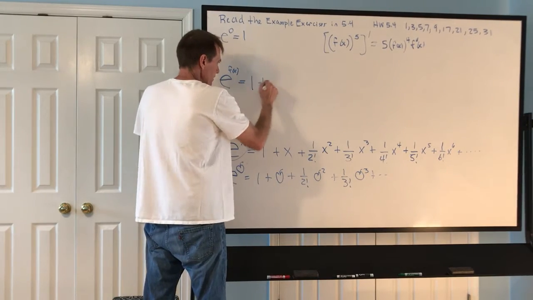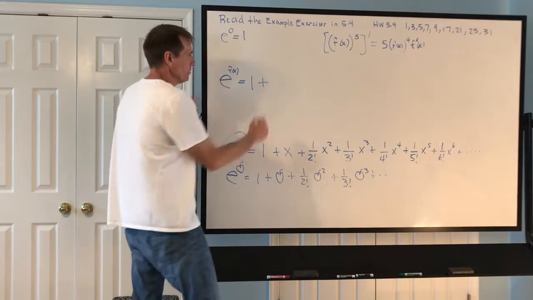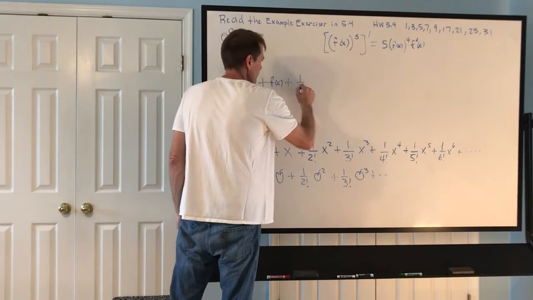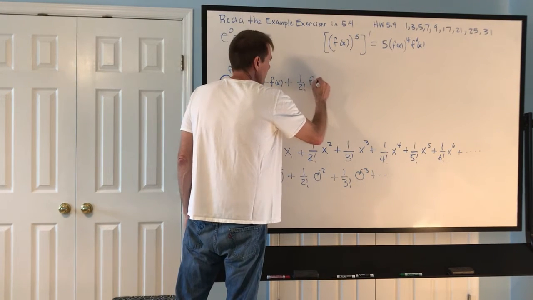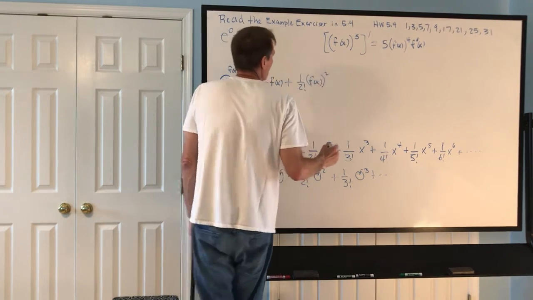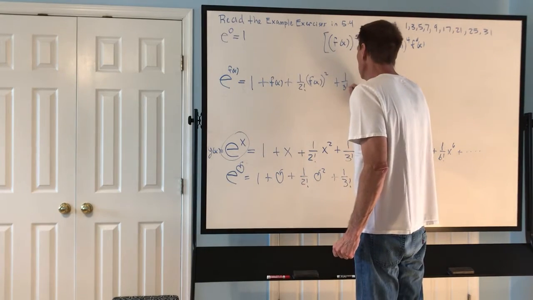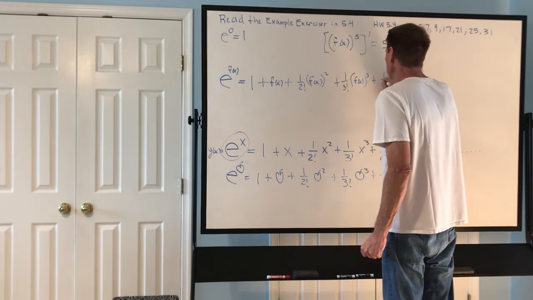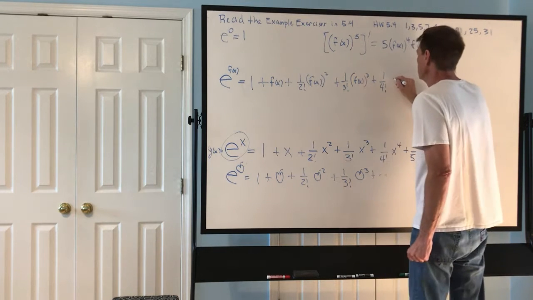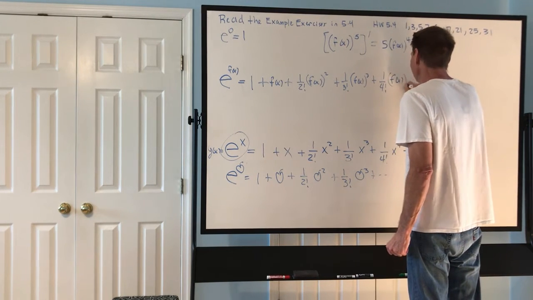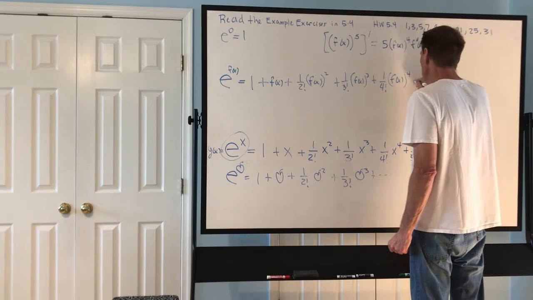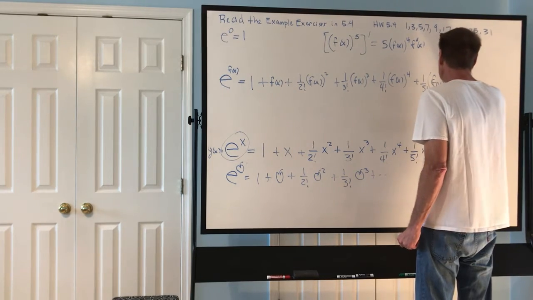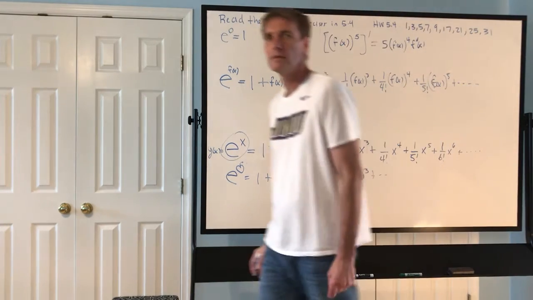So it would be 1 plus the apple, but my apple's f of x, plus 1 over 2 factorial, apple squared, plus 1 over 3 factorial, apple cubed, plus 1 over 4 factorial, apple to the fourth. I almost drew the apple. And this keeps going on forever and ever.